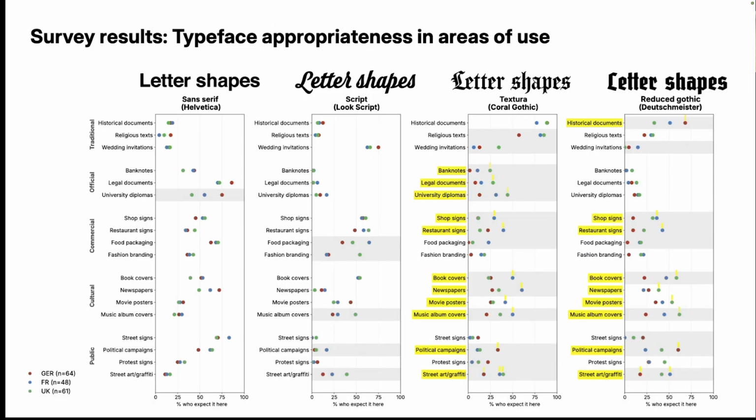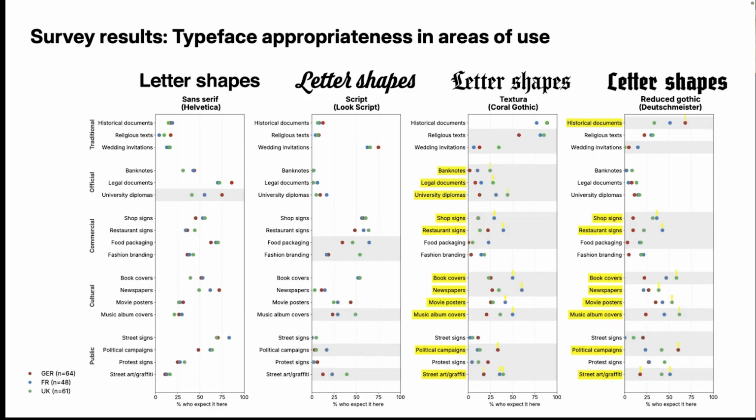In the UK, on banknotes and legal documents and university diplomas, high agreement. Germans, not so much. On shop signs, of course, exactly what I found. French, blue, absolutely. Restaurants, yes. High agreement here. When it comes to cultural production, interesting.